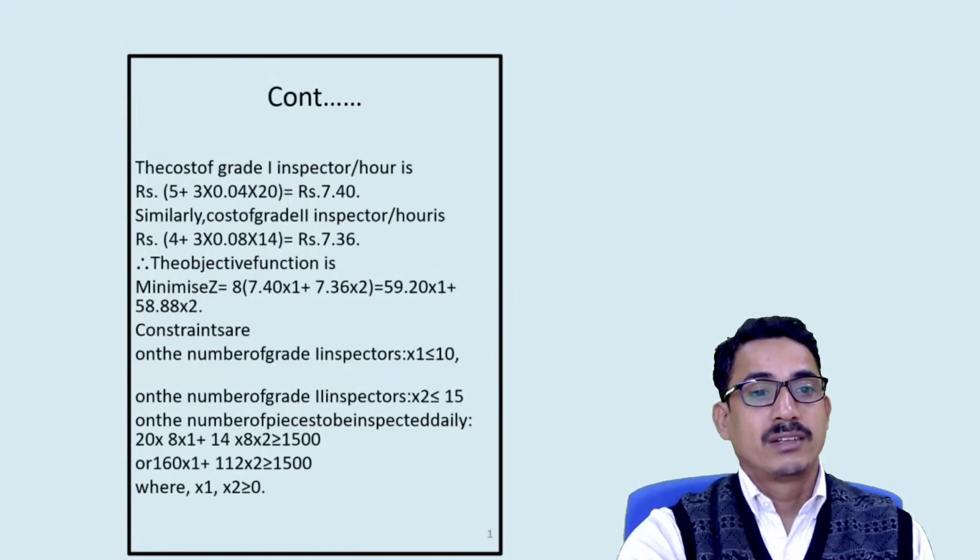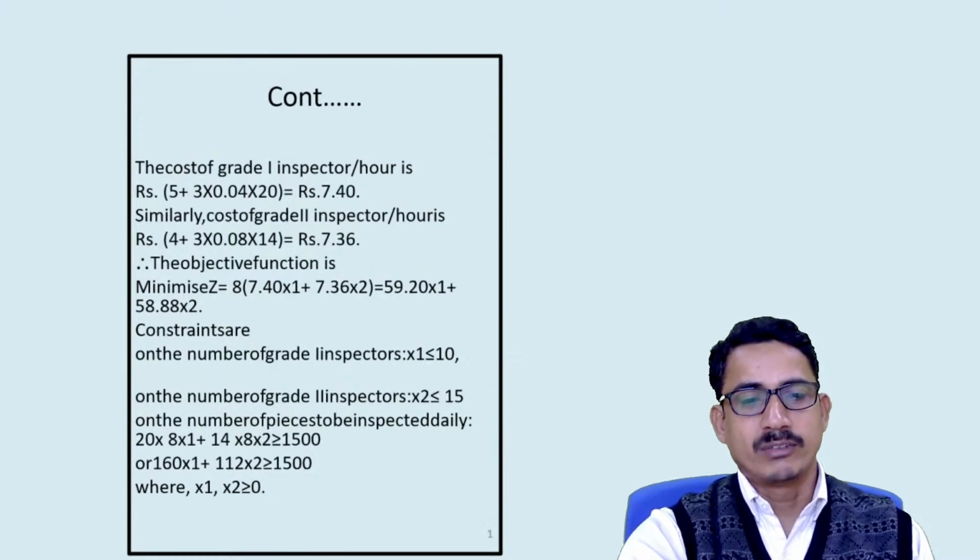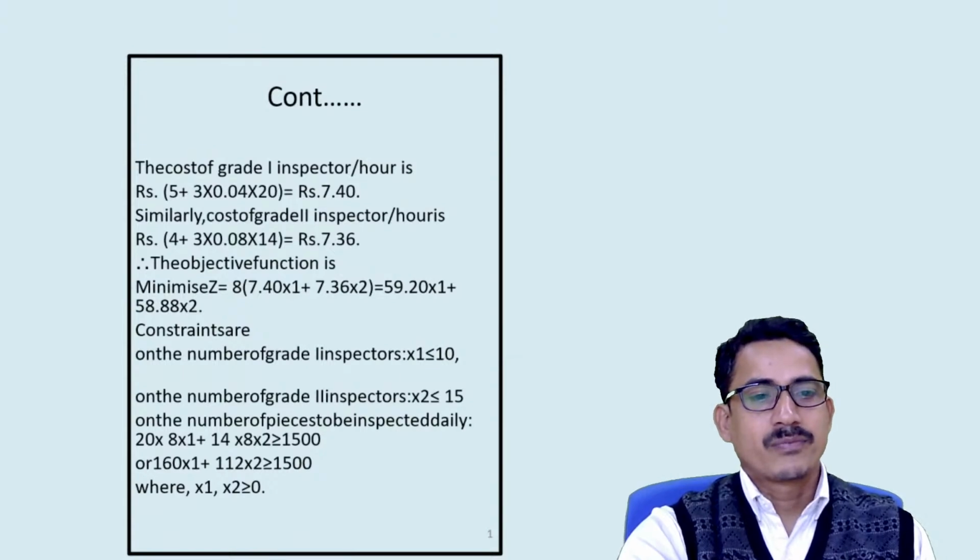That is why it is written 20 into 8x1 plus 14 into 8x2 greater than equal to 1500. Why greater than equal to? At least. Multiply this, you will get 160x1 plus 112x2 greater than equal to 1500. The last line is the non-negative part, x1, x2 greater than equal to 0. Why? x1 means what? Number of units of grade 1 inspector. x2 is the number of units of grade 2 inspector. The number of units cannot be negative. Either you are taking more or positive, you are not taking negative.